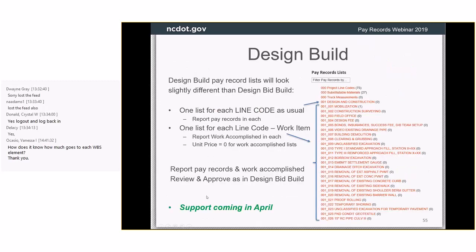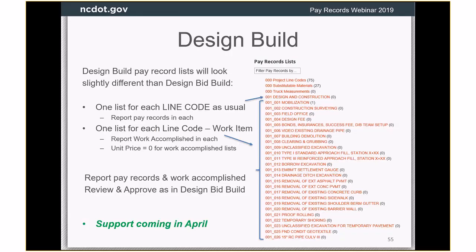The other more advanced thing, I guess, is design build, and that is going to be supported in April. From the SharePoint side, it will look slightly different, and you can see here a picture, but it really will act just the same. You will get one list for each line code as usual, like this design and construction, and then for each work item, underneath that line code, you'll also have a list.